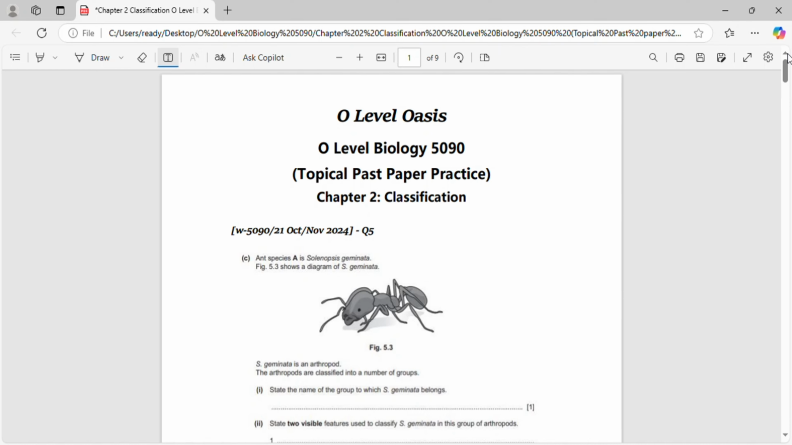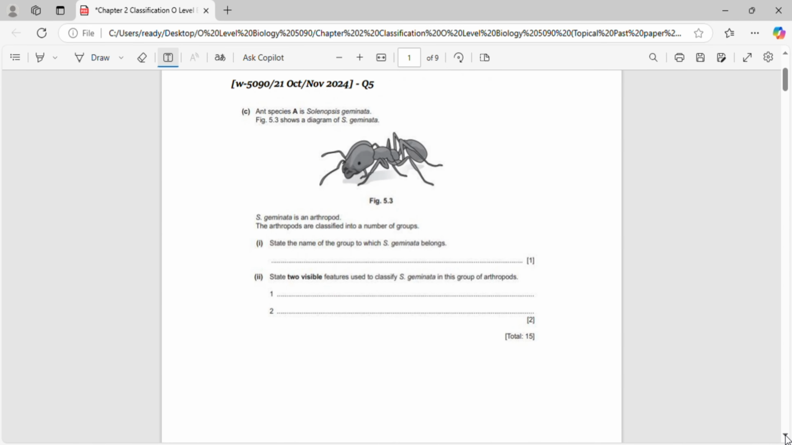So today, we're diving into the topical past papers for Chapter 2, Classification. For your information, this chapter was added to the syllabus in 2023, so there are no questions from previous years. All the questions we'll be working on are from 2023 onward. Let's begin. This is a question from the most recent October-November 2024 winter exams.